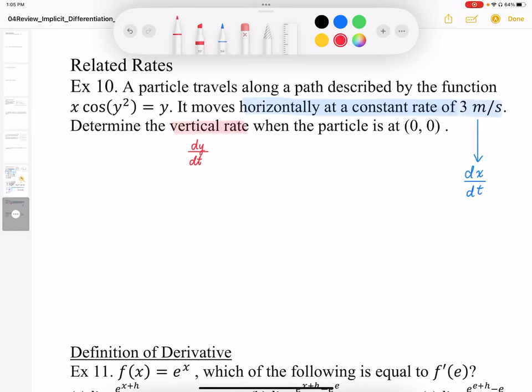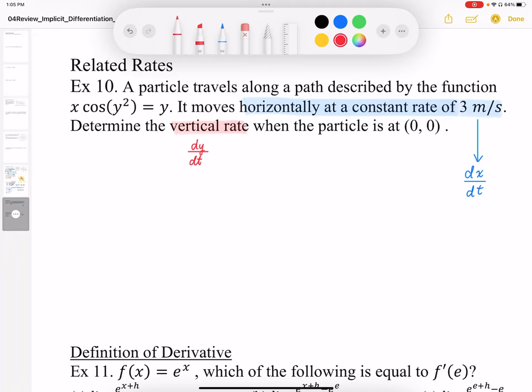Example 10 is a related rate problem, and it gives us an equation, x cos y squared equals y, and it says a particle travels along a path described by that function. So it moves horizontally at a constant rate of 3 meters per second, and we want to figure out the vertical rate when the particle is at (0, 0).